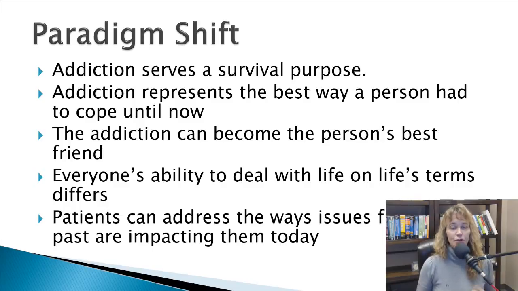Everyone's ability to deal with life on life's terms differs, so it's not fair for us to go, well, I don't see where that history that you described to me really is all that bad, so I'm wondering where this addiction came from. Everybody's perception of what happens and everybody's ability to cope with that perception of what happens is unique to them. So what we need to know is their coping skills got overwhelmed, they didn't have the skills to deal with it, and so they needed to develop something to survive until they could develop better alternatives.